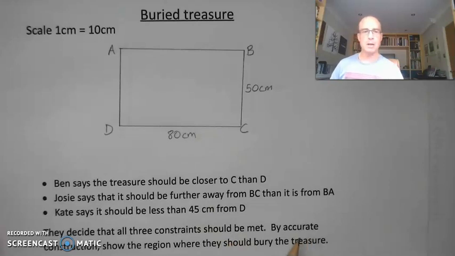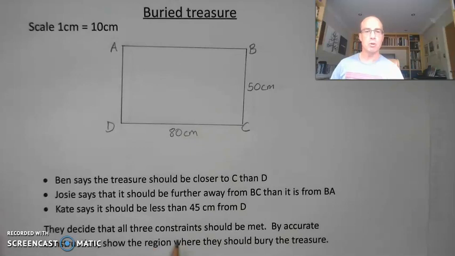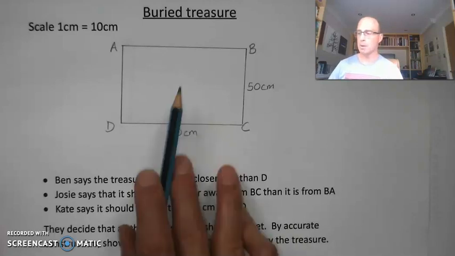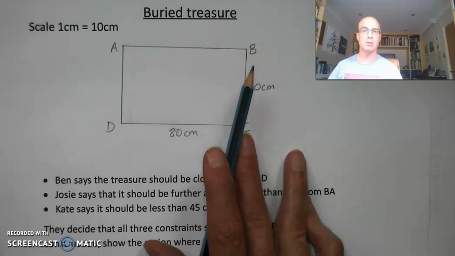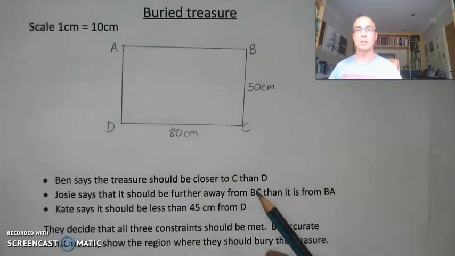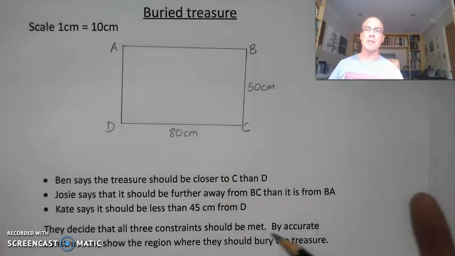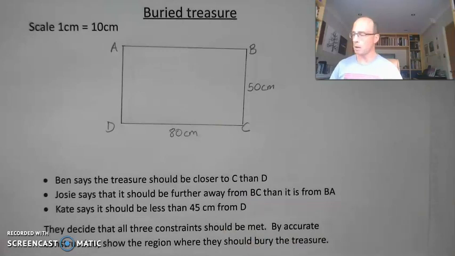The question then goes on to say, by accurate construction, show the region where they should bury the treasure. Now I'm going to do this question twice. First time through, I'm just going to sketch on my diagram where I need to put my lines and work out where my areas are, so we can just concentrate on the techniques. And then I'm going to run through and do the question properly, using my accurate constructions, and show you how to complete the question properly. First things first, we're going to sketch.